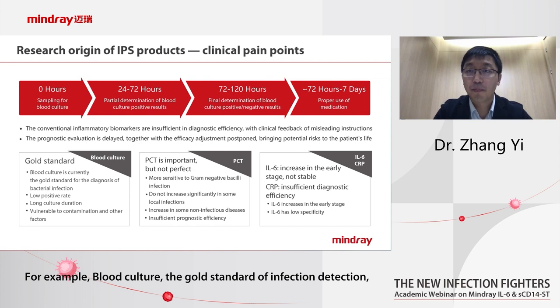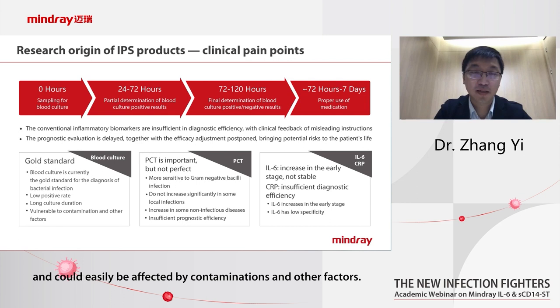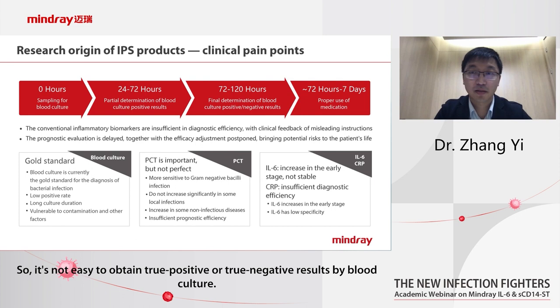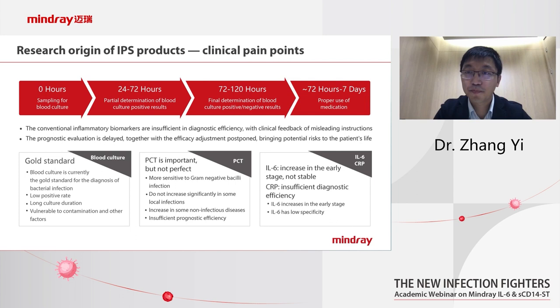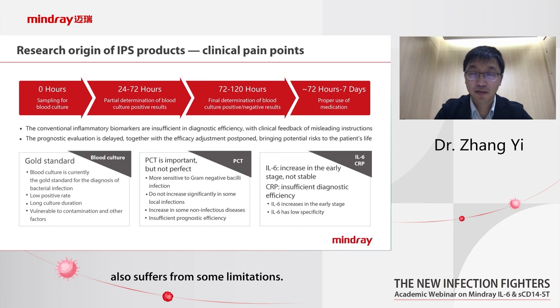For example, blood culture, the gold standard of infection detection, usually takes long culture time and could easily be affected by contaminations and other factors. So, it's not easy to obtain true positive or true negative results by blood culture. Procalcitonin, PCT, an excellent inflammation biomarker in the past decades, also suffers from some limitations. PCT is more sensitive to gram-negative bacterial infection, and it does not increase significantly in local infections. Meanwhile, PCT could non-specifically rise in trauma and surgery. Also, prognostic value of PCT is insufficient.